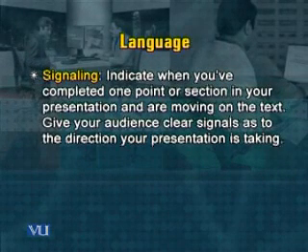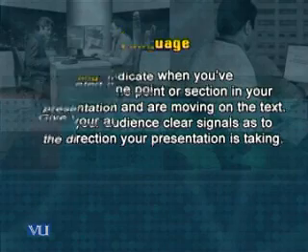Then another thing that can be very helpful is signaling. Signaling is something that indicates when you have completed one point or section in your presentation and are moving on to the next. Give your audience clear signals as to the direction of your presentation. For example, when you are going to switch over from one point to another, do tell the audience using a certain signal. When you are listing something, use signals: firstly, secondly, thirdly, etc. We'll be having certain signals.